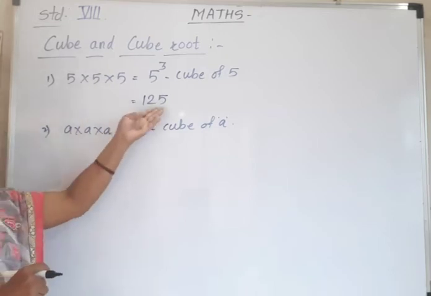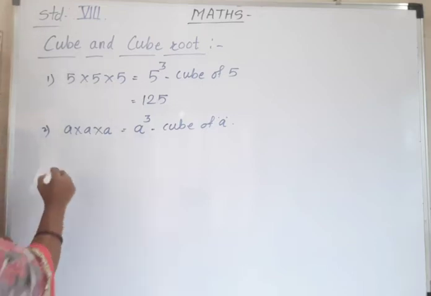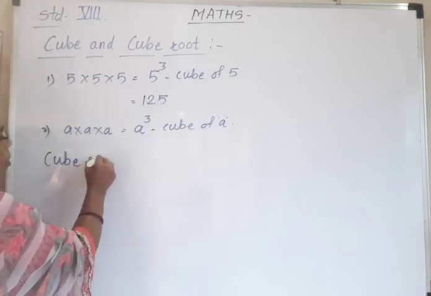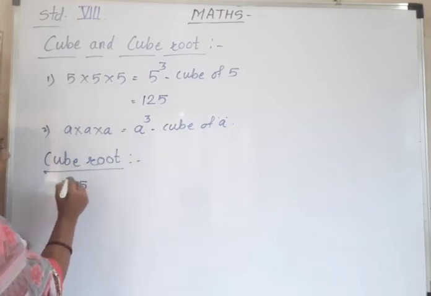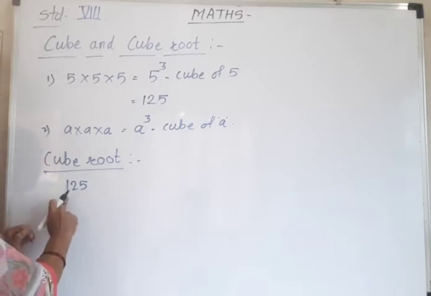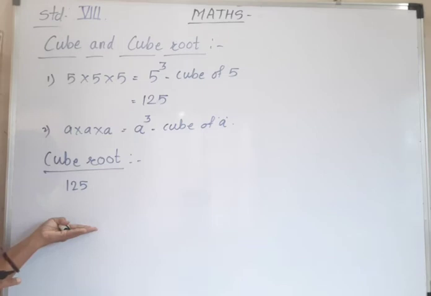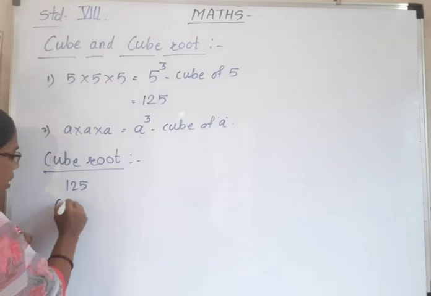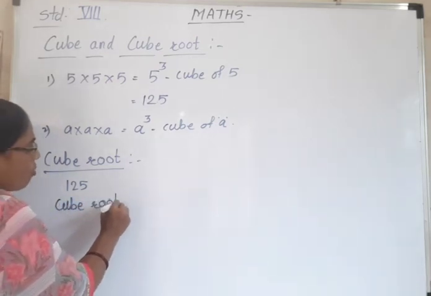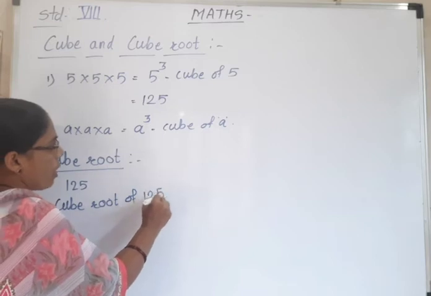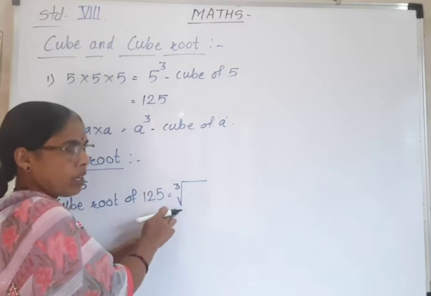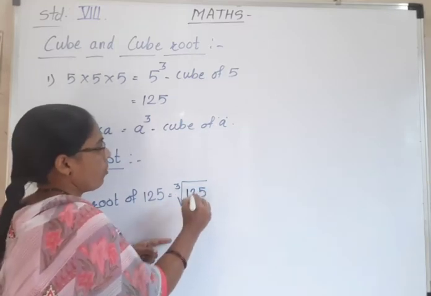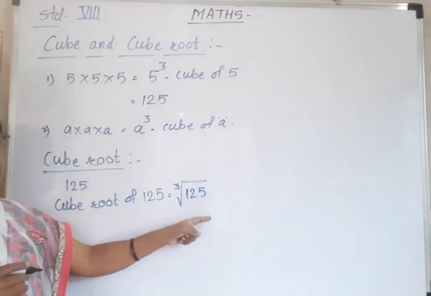For example, I am taking this number only, 125. So the next topic is cube root. Then how to find the cube root? The first number is 125. Then we have to write it using the symbol. As we know, for square root we just write the symbol of square root. But when we write the cube root of that number, cube root of 125 using the symbol, we have to write it this way: this 3 is before the root sign, and here 125. That is the cube root of 125.